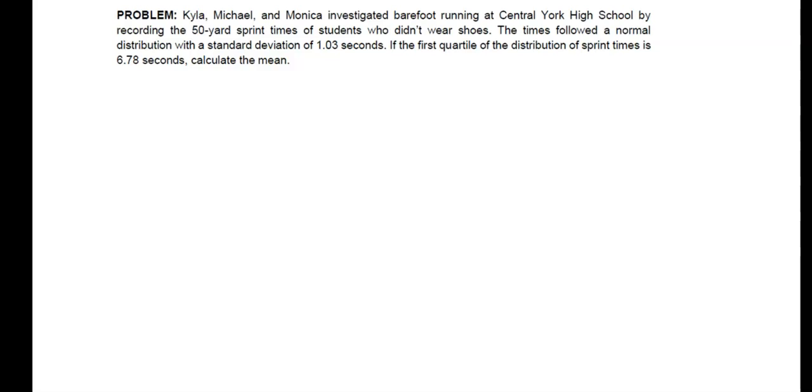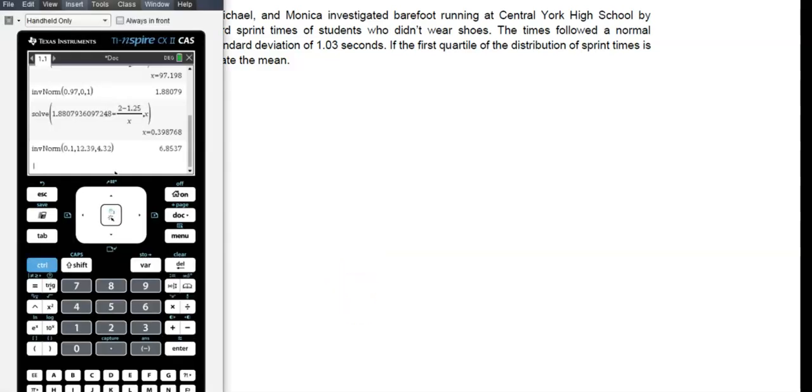Okay, let's see what we've been given. We have a normal distribution, it's great. Standard deviation is 1.03, so we know what to divide by. The first quartile of the distribution of sprint times is that. Ooh, okay, so first quartile is what percent? That is 25%. So let's find the z-score for that.